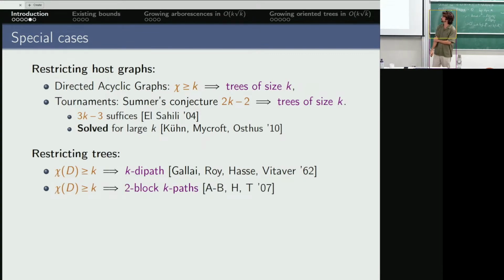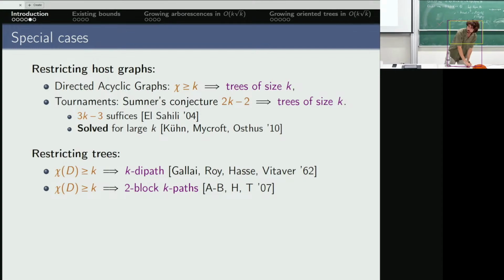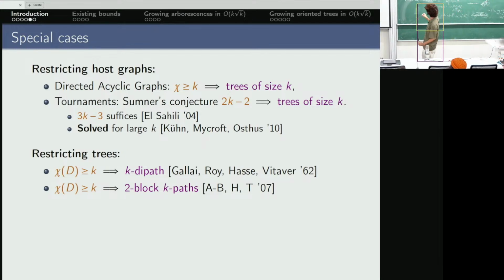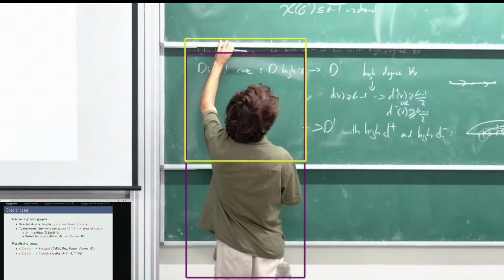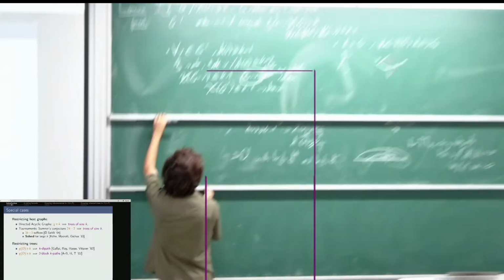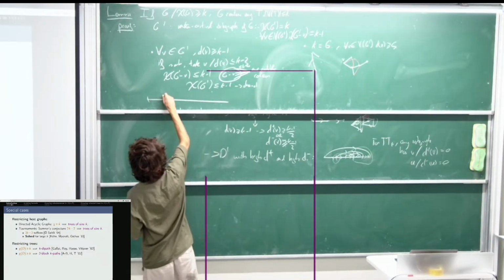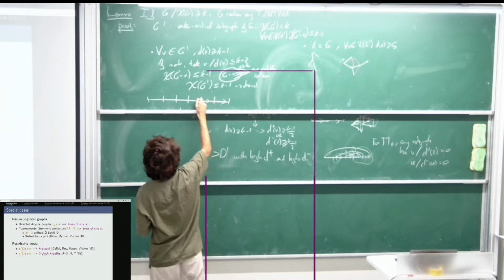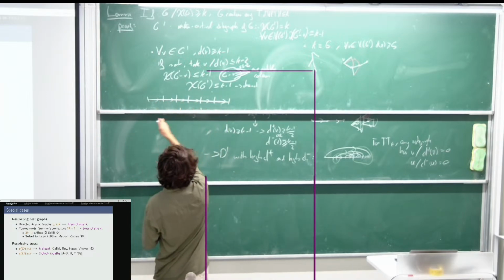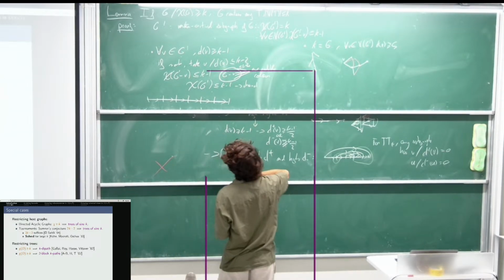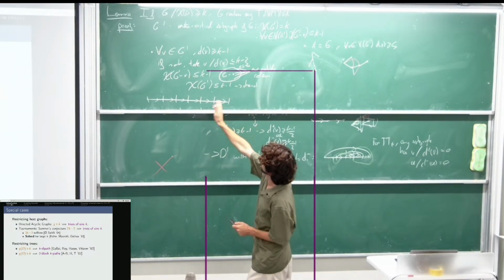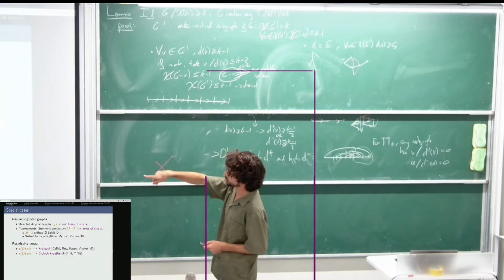Actually, by a result of Addario-Berry and Thomassé, chromatic number k also guarantees you 2-block paths. These are oriented paths that you can obtain by gluing 2 directed paths. Maybe I should have put a drawing of what is a directed path. By directed path I mean this guy. It's an orientation of a path where it's all directed in the same direction. But possibly I can flip some of those edges, and by 2-block paths I will show a drawing.